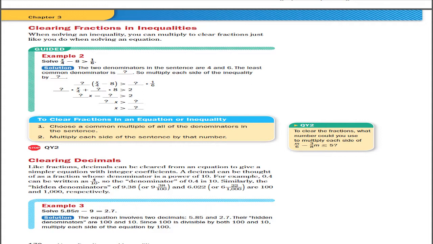The next section is about clearing decimals. Pretty easy. Example 3 takes you through it. In other words, at 5.85, I need to multiply that by 100 to move the decimal place 2 decimal places to the right. So 100 times 5.85 would be 585. So if I multiply everything by 100, then I no longer have an equation with decimal terms.